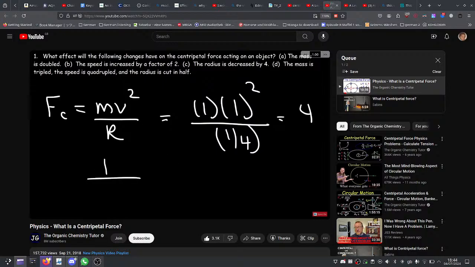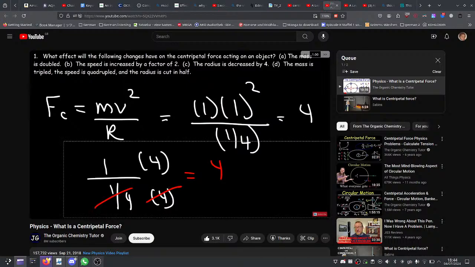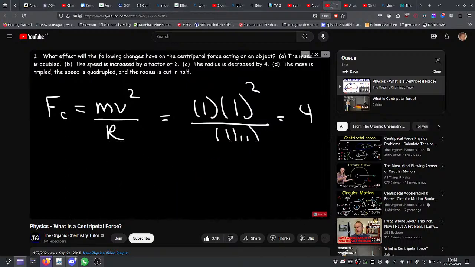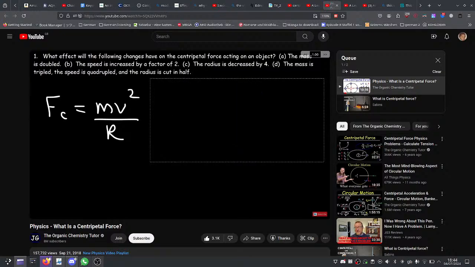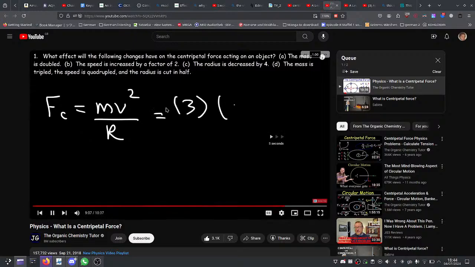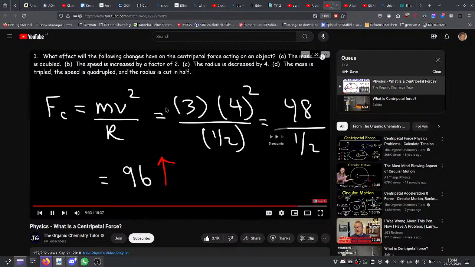If you want to show your work with that, what you need to do is multiply the top and the bottom by 4. 4 times 1/4 is 1, and so you get 4. Now what about the last one? Part D. What effect will tripling the mass, quadrupling the speed, and halving the radius have on the total force?